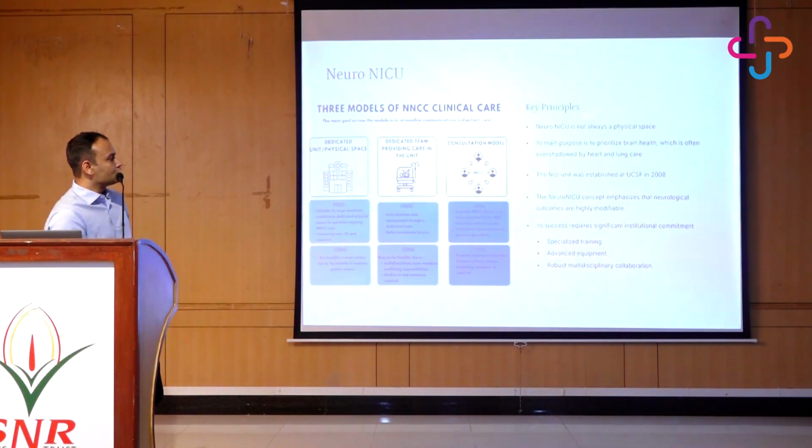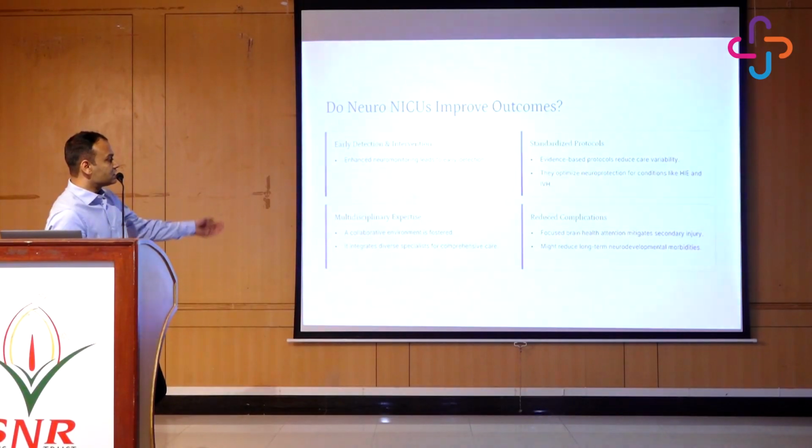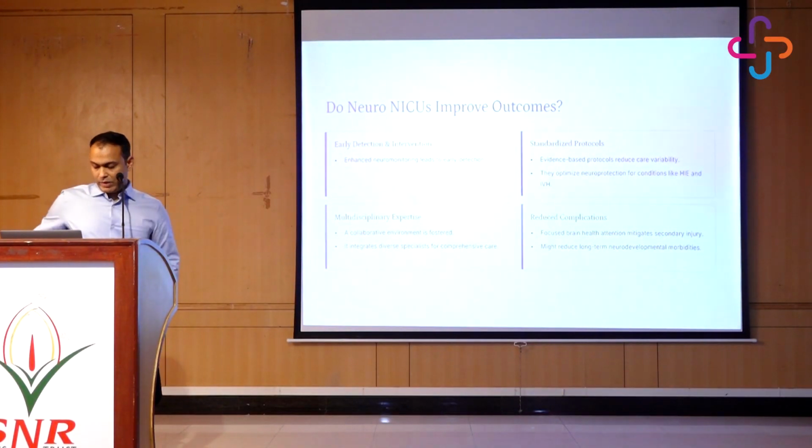What this neuro NICU will try to do is give them specialized training, get them better equipment, and have multidisciplinary collaboration to improve outcomes. How do they improve? Enhanced neuromonitoring leads to early detection of problems, so you can treat them better. You have standardized, evidence-based medicine protocols, so they optimize neuroprotection for HIE, IVH, and extreme prematurity. And because there is a collaborative environment, there is comprehensive care. Specialists are more involved. It's not just saying that it is only an NICU job. So this supposedly reduces complications and improves brain health.